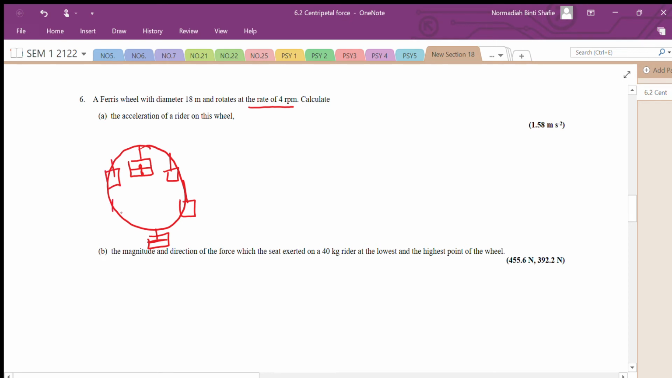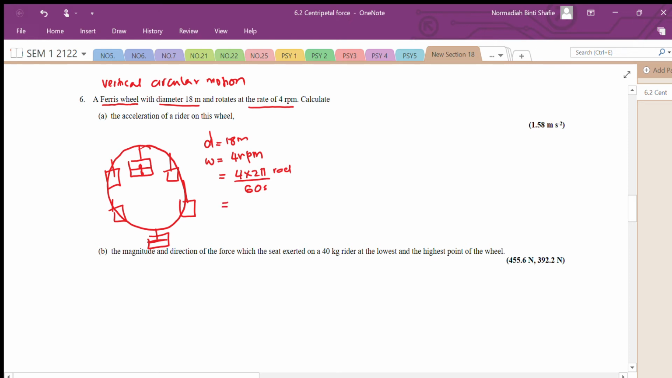Bagi kes Ferris wheel, dia adalah vertical circular motion. And then diberi diameter of this Ferris wheel, diameter equals to 18 meter. And for RPM, omega adalah halaju sudut, 4 pusingan per minit. Kita kena tukar kepada SI unit. So 4 darabkan dengan 2 pi radian atas bahagi dengan 1 minit, 1 minit equals to 60 second.